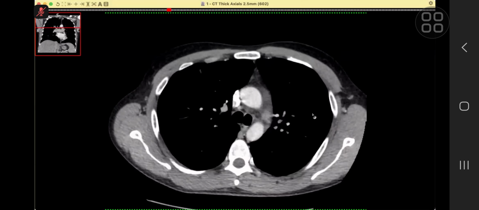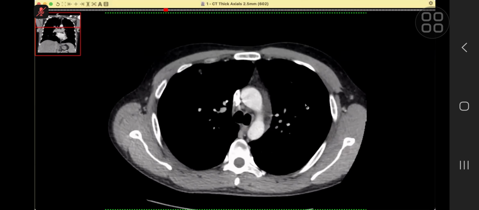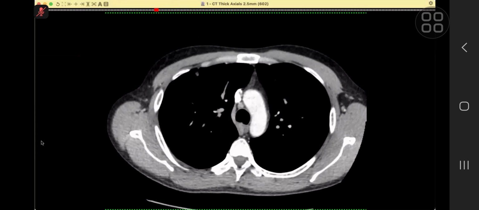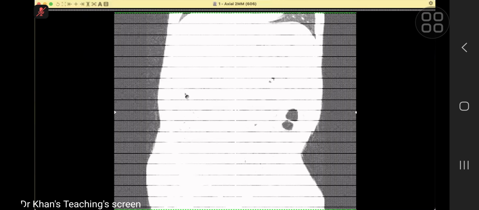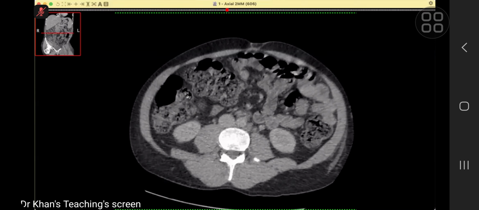Excuse me. Other differential diagnosis. Yeah. So just one second. Abdomen of the patient. Continue.